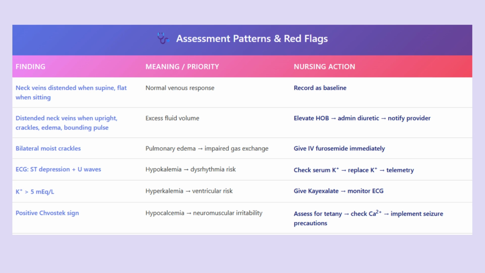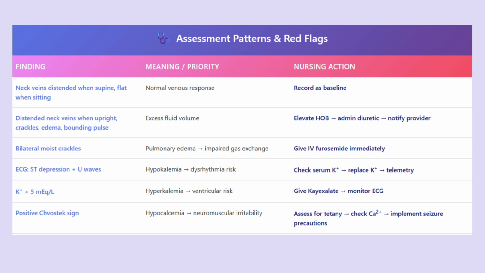Now, let's talk about cardiac clues. When you see ST segment depression, inverted T waves, or U waves on the ECG, those are hallmarks of hypokalemia. Low potassium makes the heart's electrical system unstable and can cause heart block or dysrhythmias. Always check the potassium level right away, begin replacement therapy as prescribed, and place the patient on continuous cardiac monitoring.